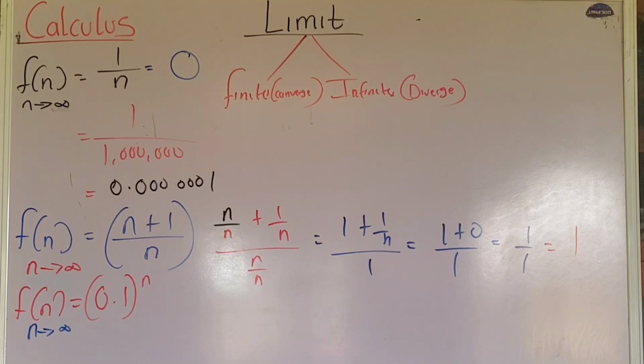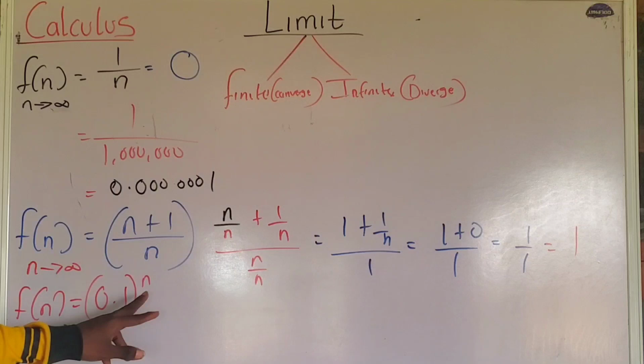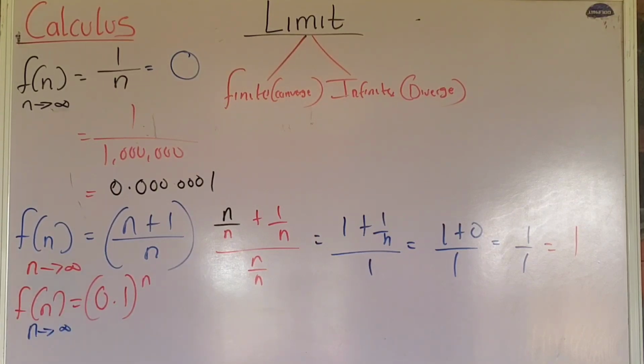Okay, let's try it. 0.1 raised to n, set n as any large value. Infinity, which is this sign, doesn't have an actual value. So just imagine a very large number such as 1 billion. Put n as 1 billion here: 0.1 raised to the power of 1 billion. You will discover that you're going to have 0.0000. The value tends to 0 as well. So the limit of this function will be 0.